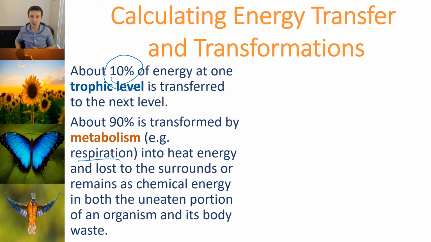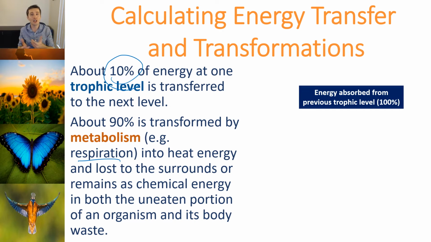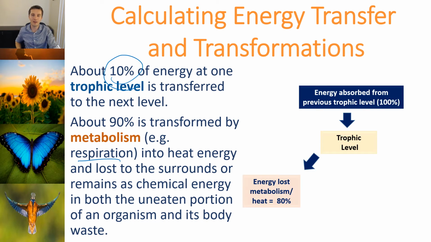So to get this little diagram down, we've got energy absorbed from the previous trophic level as 100%. So they've taken that energy in, they've ingested it. So this is now what's available at this trophic level. You're going to lose approximately 80%. Now these numbers are not exact, okay? It's an approximation, a generalized amount. About 80% of that energy that's taken in, that's ingested, is going to be lost as metabolism or heat.